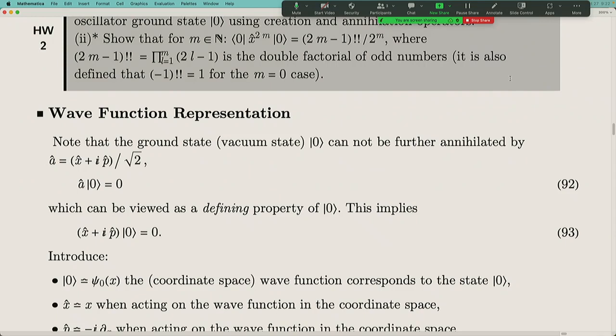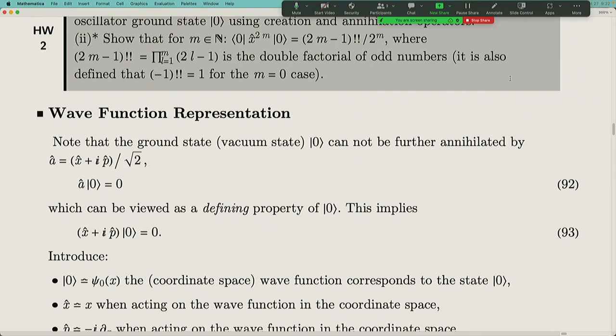So the definition, I need to explain this double factorial. Double factorial means that you take a number and then, for example, double factorial of 3 is actually 3 times 1. And double factorial of 5 is 5 times 3 times 1. It's like every time, instead of decreasing by 1, you decrease by 2, and then multiply them together. So it's like factorial, but every time decreasing by 2. So that's what we mean by double factorial.